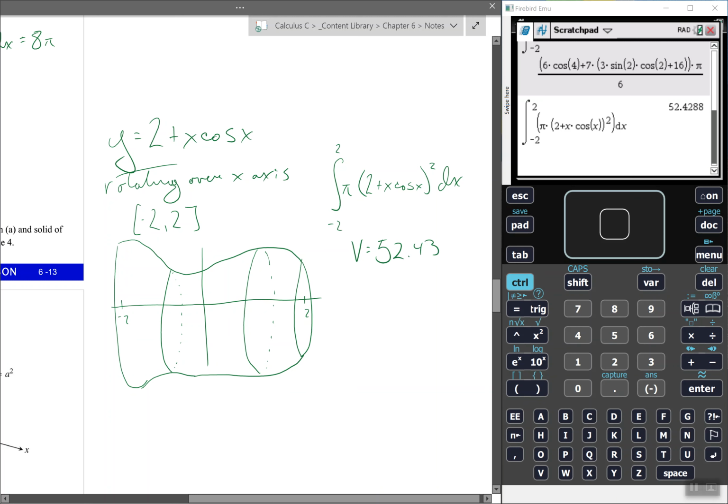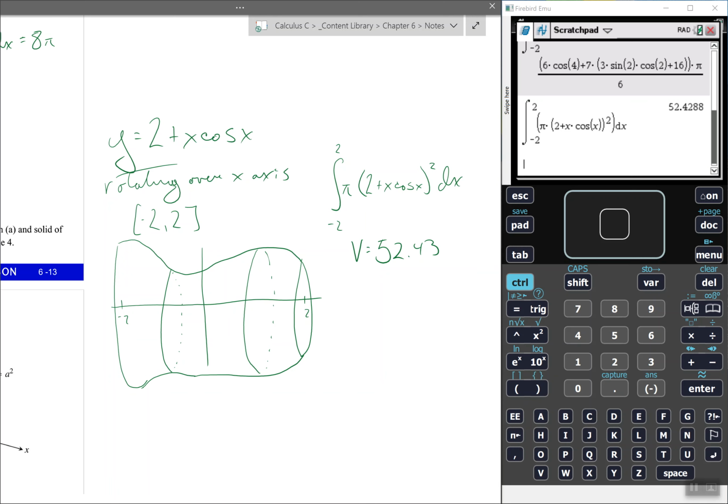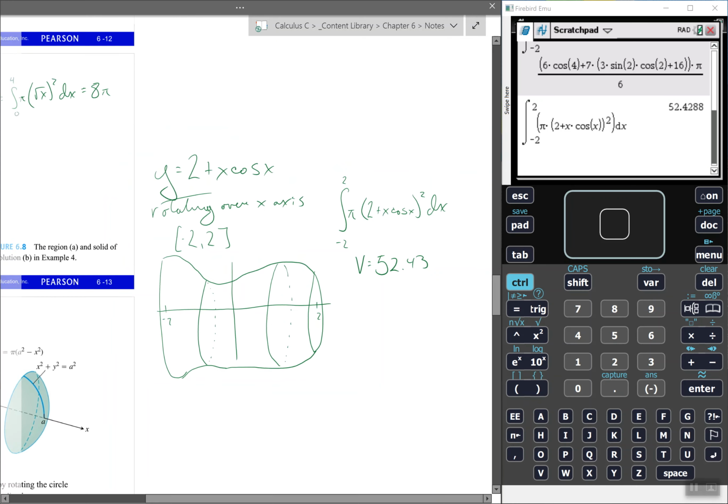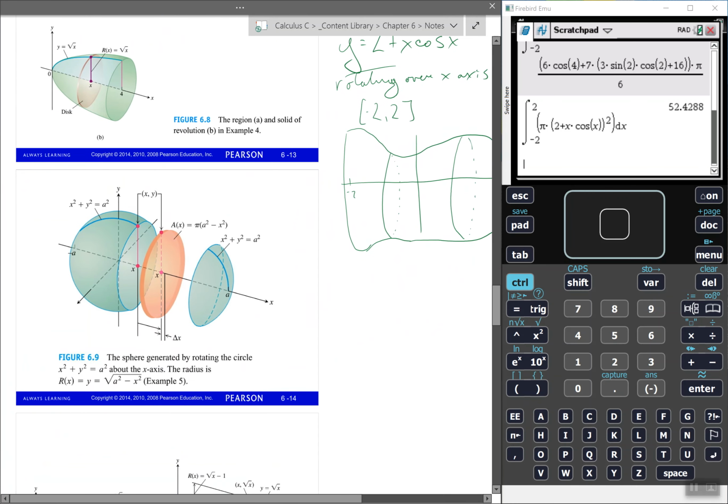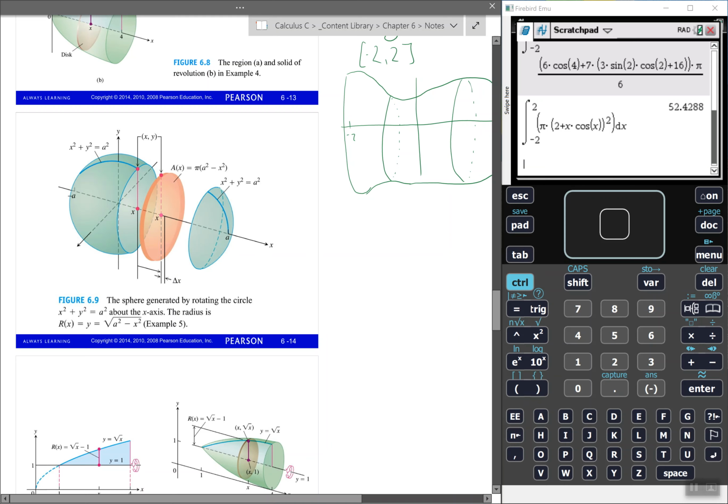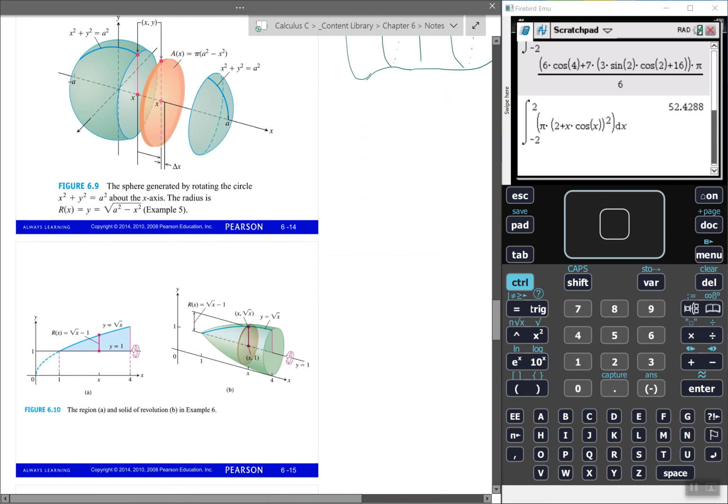And then whatever units it might be, cubed. They didn't give us a unit for this example, but inches, centimeters, miles, whatever it might be. Okay, so those are kind of the basics. We are just rotating it around one of the axes, either x or y.